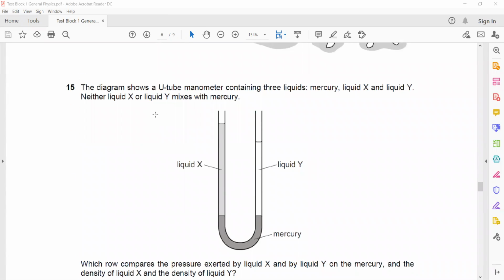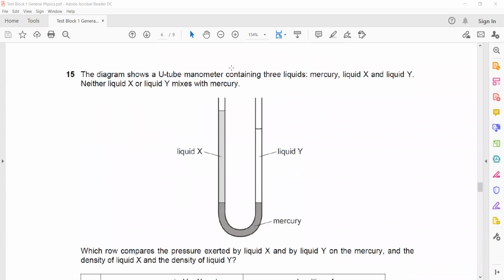The diagram shows a U-tube manometer. If the levels are the same, what it shows is that they are exerting the same pressure, because the mercury level in both limbs or both columns is the same. So it shows that the pressure exerted by X is the same as the pressure exerted by Y. But you can see for X, we are using a greater depth. We need more liquid for X as compared to Y. So what it shows is the density, because they're applying the same pressure. So pressure of X and pressure of Y is the same. How do we identify? Because both levels are the same. So pressure of X is equal to pressure of Y.